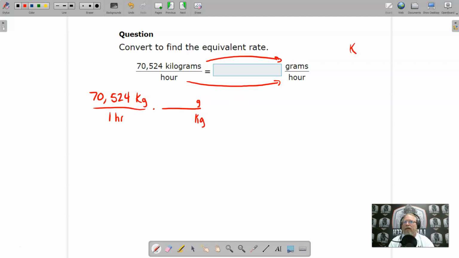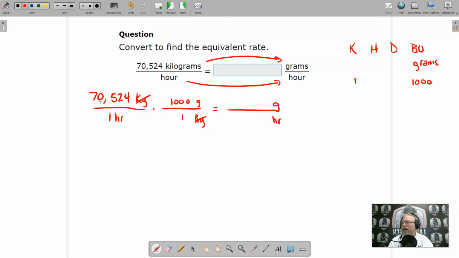So remember, kilos over here, hecto, deca, base unit, right? So this is grams. And remember, it takes 1,000 of these to equal one of these. So we're going to go with it takes 1,000 grams to equal 1 kilogram. Kilograms will cancel kilograms, and that's going to give us grams in an hour. So we're good to go there.